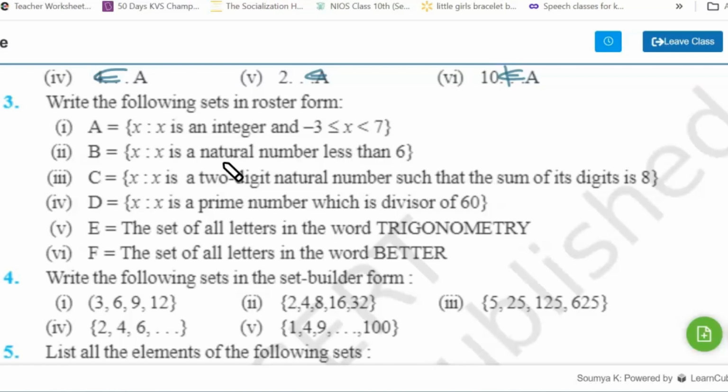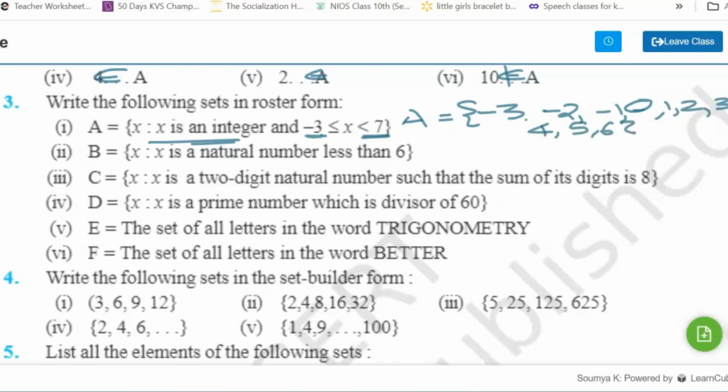Let's go to the third question. Write the following sets in roster form. So you have to write all the elements. Let's check the first one. Set A has elements starting from -3 till 7, and -3 is included. So let's write -2, -1, 0, 1, 2, 3, 4, 5, 6, and 7 is not included since it has this symbol. If you have an equal to symbol, it can be included. So these are the elements. This is the roster form of the set.